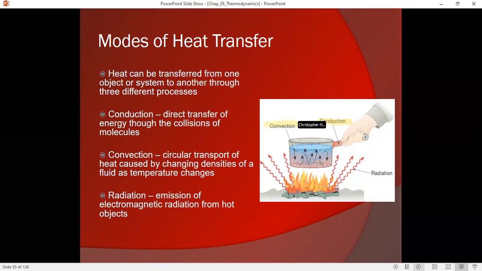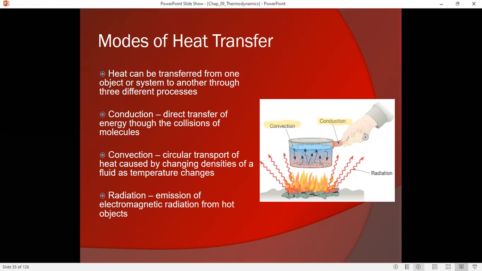Convection is more complex. Here's where buoyancy causes warmer fluids to rise and cooler fluids to sink. And this usually sets up a convection cell, a convection cycle, where the warm and cold fluids will mix and transfer heat from the warm part of the fluid to the cold part of the fluid.